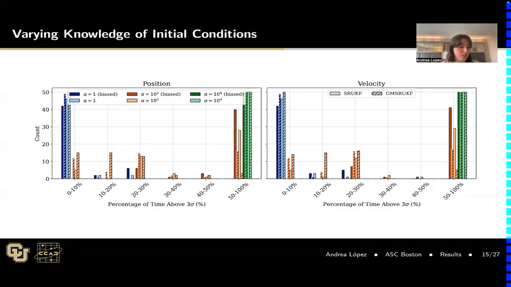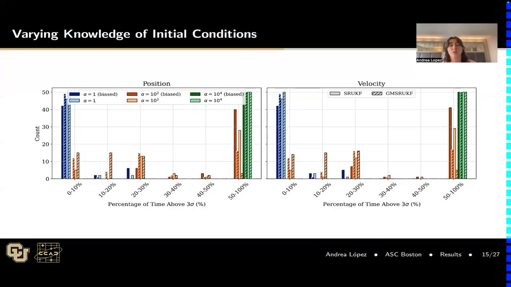So for the varying knowledge of initial conditions, these plots have a lot of information. You can see that the dark colors are for the biased cases and the light colors are for the unbiased cases. The solid bars are for the single filter case and the dashed, or diagonal stroke, bars are for the Gaussian mixture case. What we're looking at on the x-axis is the percentage of time that each one of the runs has the error greater than the 3 sigma bounds. So it's a measure of the consistency of the filter.